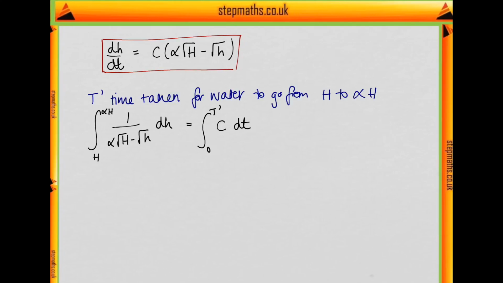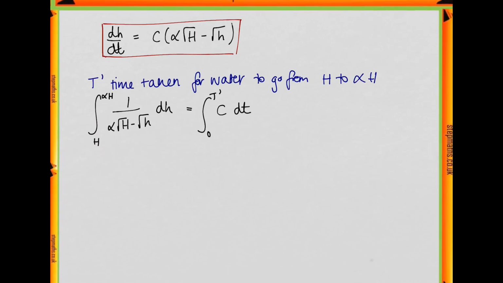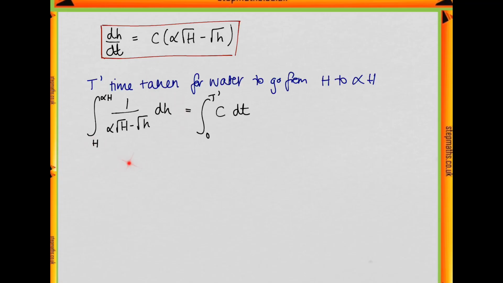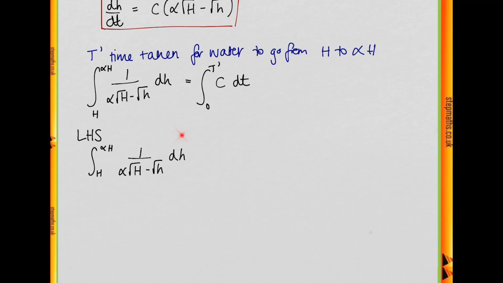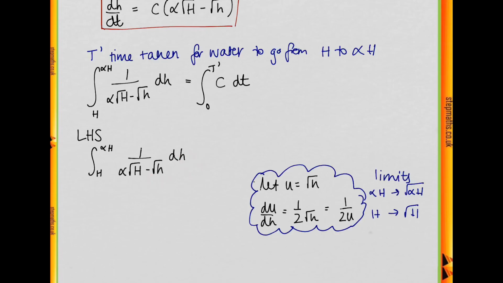So like before, we want to integrate both sides between limits. I've separated the variables here, integrating between H and alpha H on the dH side and between 0 and t dash on the dt side, so we can calculate the time it takes for h to reach alpha H. We'll look specifically at the left-hand integral because it's a lot more complicated now. It has a root h here. Now, there is no standard way to deal with this directly, so the best thing to do is make a substitution. So let u equal root h.